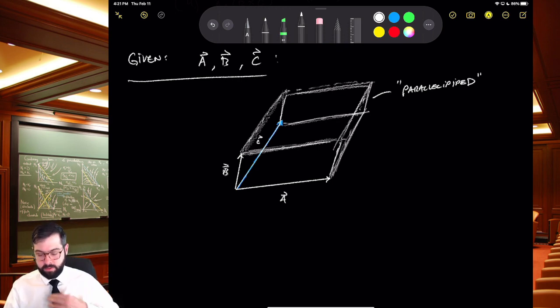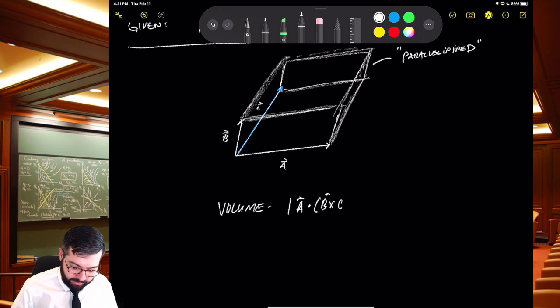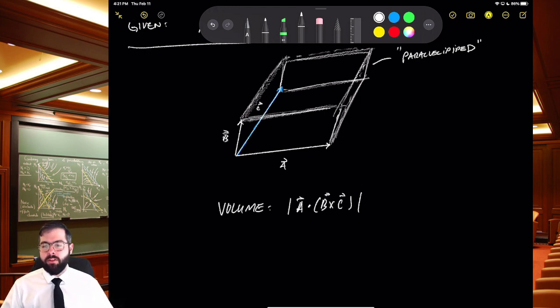So next time you're at a party, you can impress everyone there that you know that. And the volume of this thing is actually given by the magnitude of A dotted with B cross C. And again, there's some cool geometry to chase down in here. But this is what we call the scalar triple product.